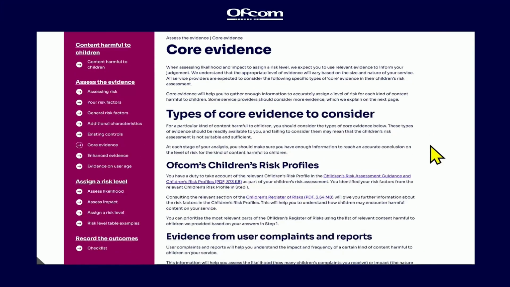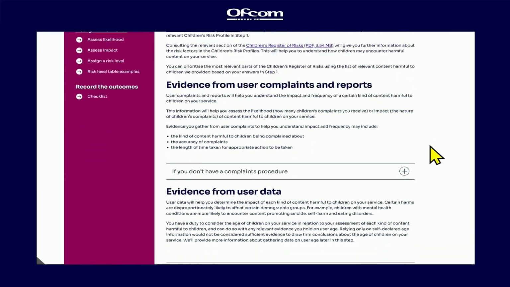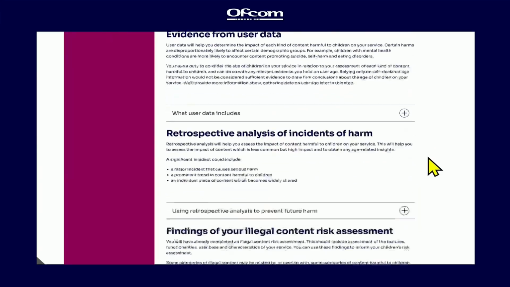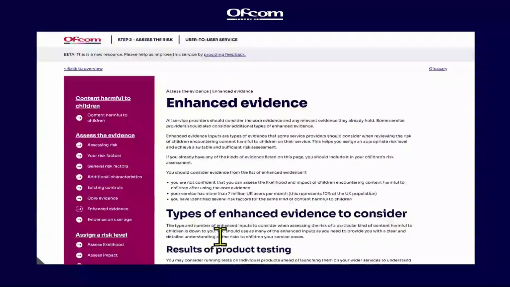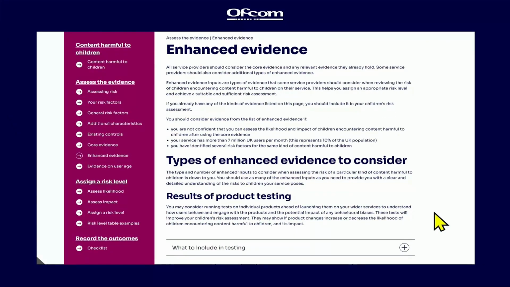Now, in terms of evidence, we expect all services to use core evidence, which is evidence we know that all services will hold, or evidence that Ofcom has produced. And we expect some services, such as larger services or those which have identified multiple specific risk factors for a kind of content harmful to children, to also consider enhanced evidence in their assessment. The kinds of evidence you use should be decided on a harm-by-harm basis, and you should use as much evidence as you can to arrive at an accurate picture of the level of risk to children on your service. That being said, we recognise that for smaller services, the evidence base will be smaller. For example, you may have fewer existing controls or fewer additional characteristics to consider.